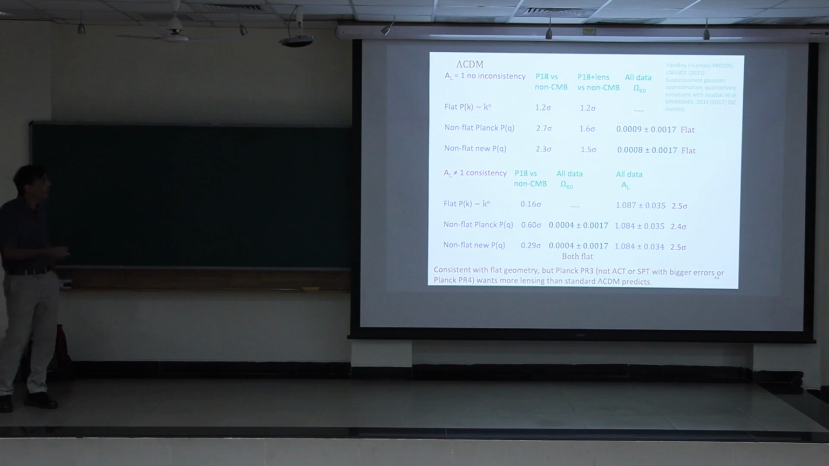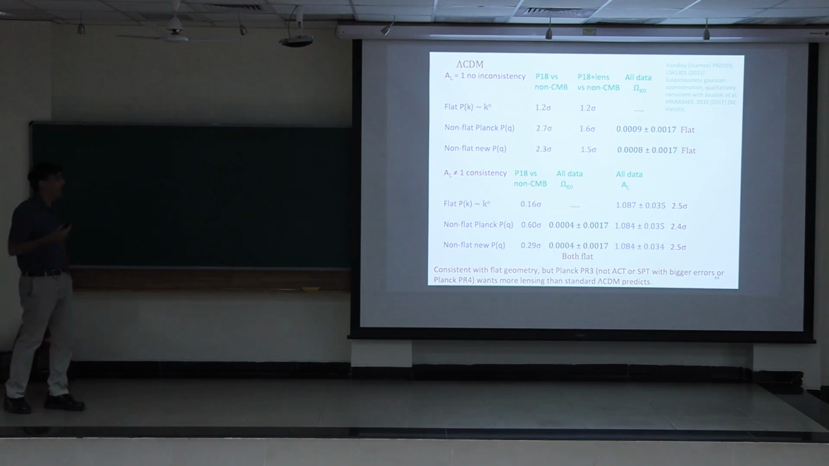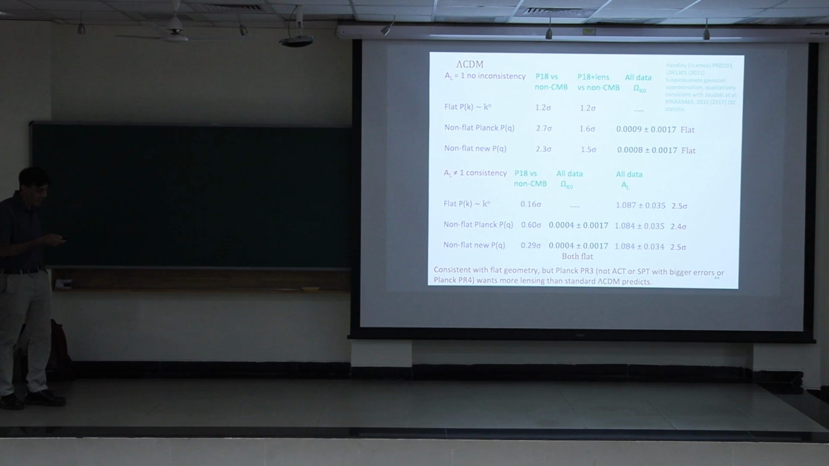So I'll start out with the lambda CDM model with A sub L equal to 1. And we checked for consistency between the contours from P18 and the non-CMB, and then P18 plus the lensing data and the non-CMB. And our threshold is that if these deviate by more than 3 sigma, then the data sets are inconsistent in this model, and you have to throw away the model. So in the flat lambda CDM model with A sub L equal to 1, they're all within 3 sigma.